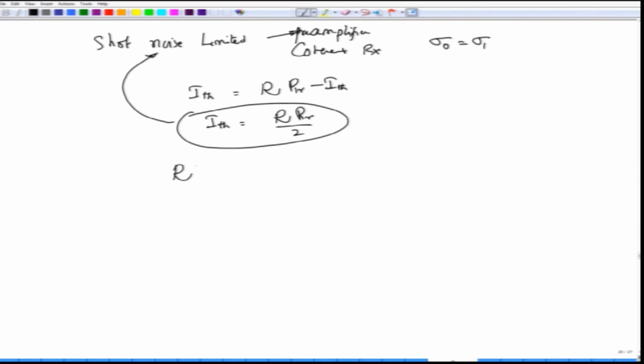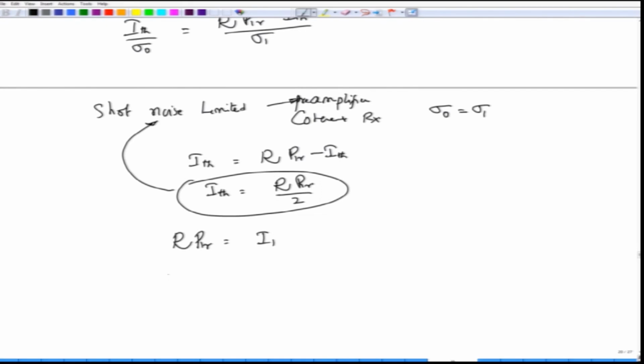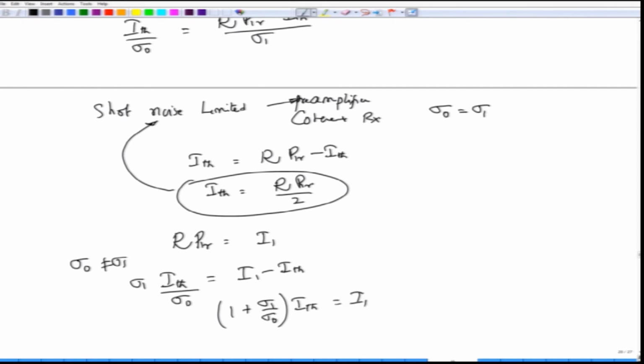And since R P1R is nothing but the current I1 that you have received, you can then go back to this expression in the case when sigma 0 is not equal to sigma 1 and find out what would be the value of I threshold. I threshold divided by sigma 0 is equal to I1 minus I threshold, and there is a sigma 1 here. I pulled out the sigma 1 that was there in the denominator onto the numerator. You can simplify this equation: you get 1 plus sigma 1 by sigma 0 over here when you pull this ITH back onto this side, times ITH equals I1.